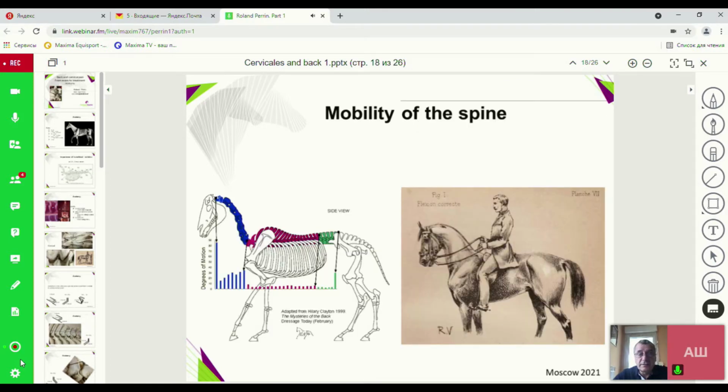So now we will talk about the mobility of the spine. When you look at the lateral view, you see that the cervical area has a lot of motility, the thoracic area has some motility, and the lumbar area has very little motility.